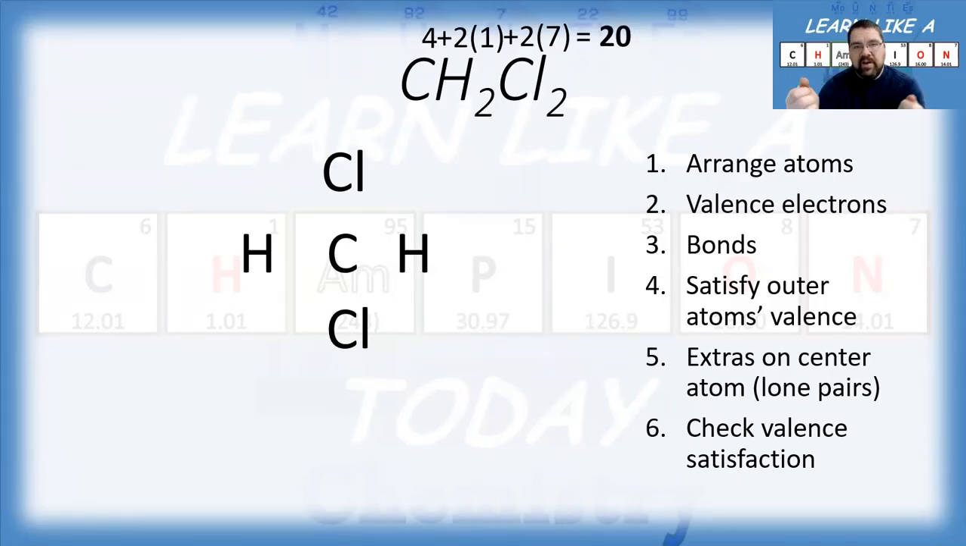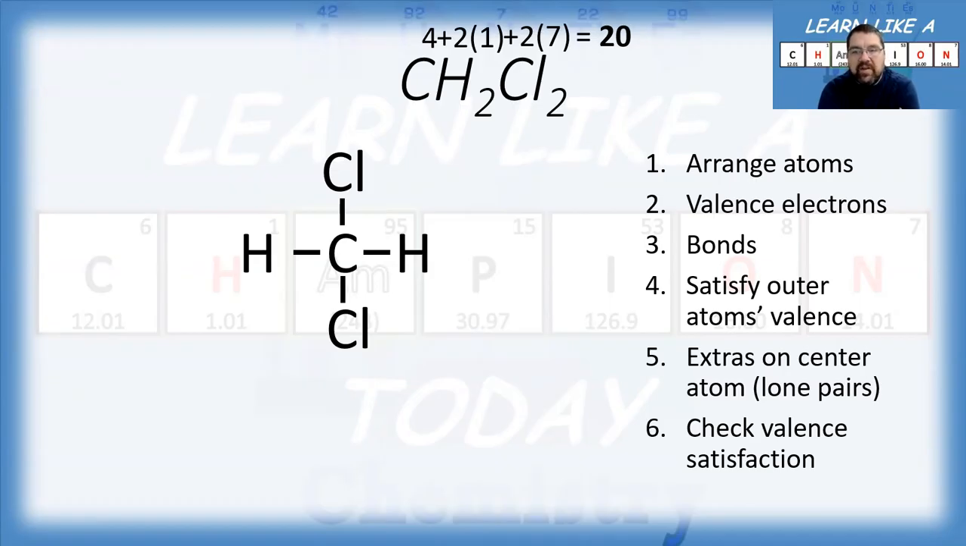So now, speaking of dealing, we're going to deal them out, so to speak. The first place that we distribute them is to the bonds. We draw a line connecting the central atom to each of the outer atoms. Each line represents 2 electrons. So right there, we've used 8 out of our 20, which means we've got 12 left.